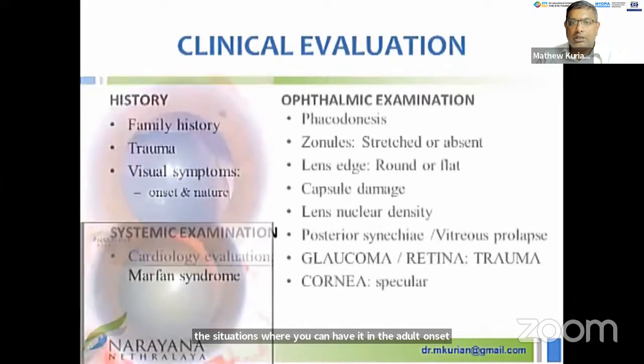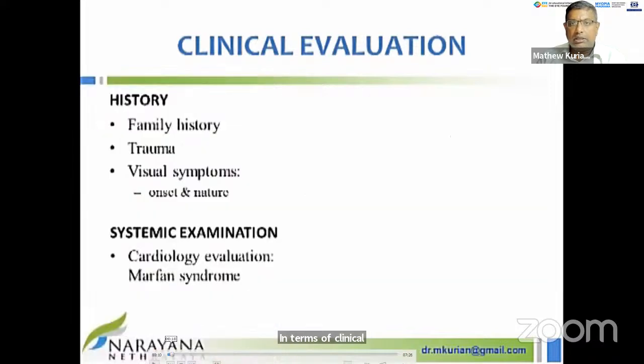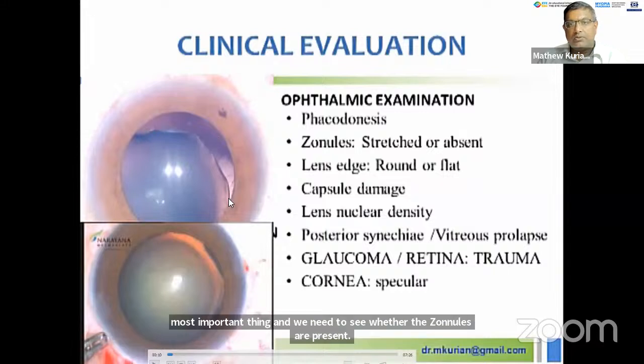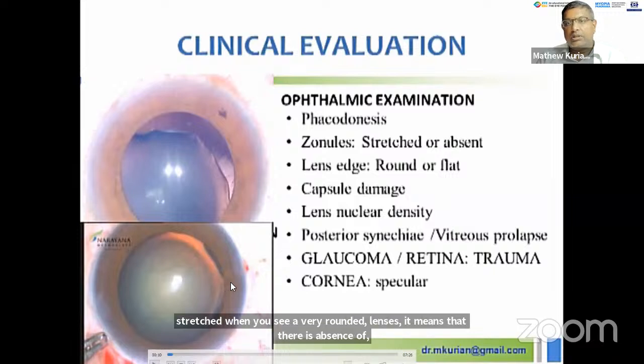In terms of clinical evaluation, we need to be checking a few things. One is the family history, look for trauma and other visual symptoms, and also look for syndromes that may be associated with it. In terms of ophthalmic evaluation, obviously phacodonesis is the most important thing, and we need to see whether the zonules are present. And when you see this kind of spikes over there, you can be assured that there are some zonules, but these may be stretched. When you see a very rounded lens edge, it means that there is absence of zonules. Flat would indicate that there is attachment at either end.